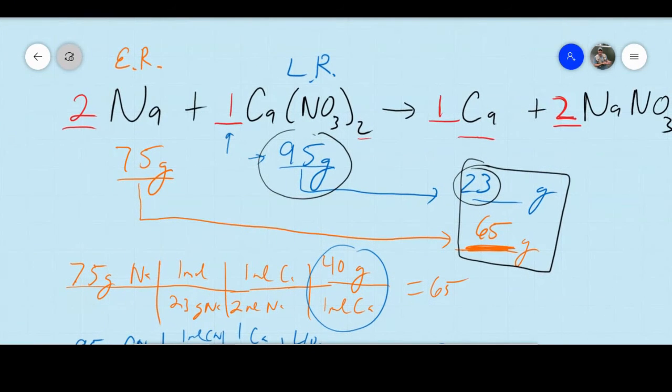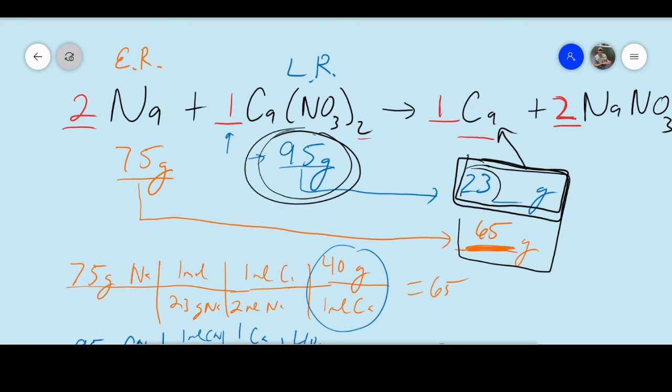Okay. Now, when the question asks how much product is made, we've actually already solved that problem. We figured it out. It's right here. We know that in this reaction, we are only going to make, oops, I'm changing my colors. I get a little sloppy on all this stuff. We know that we're only going to make 23 grams of the calcium. Why are we not going to make 65? We don't have enough of the calcium nitrate, right, to make 65 grams.